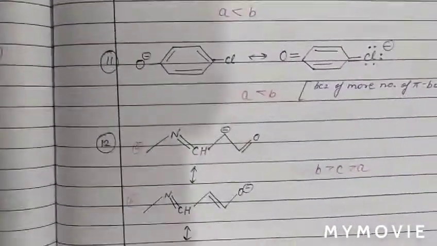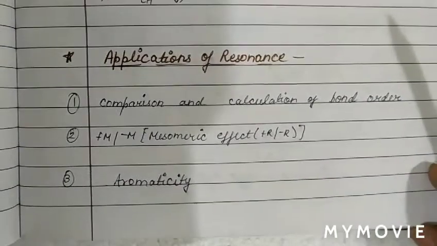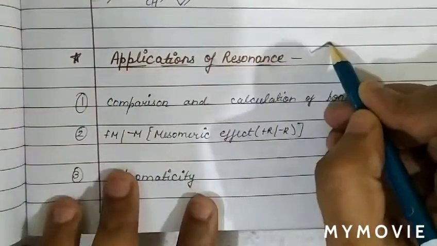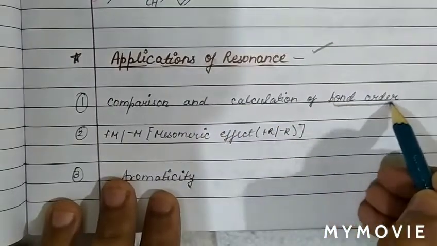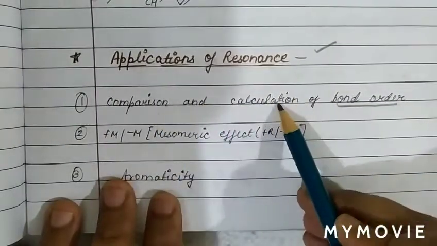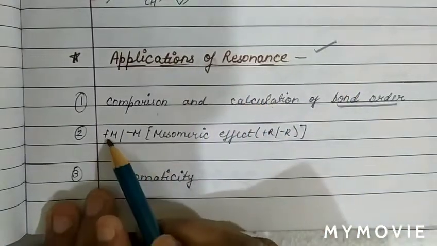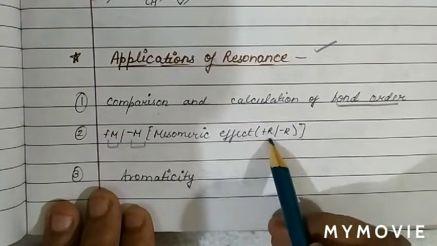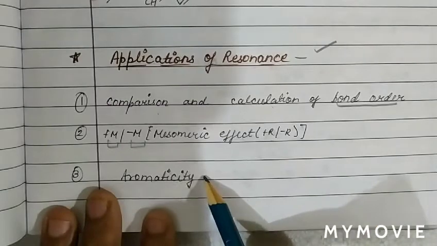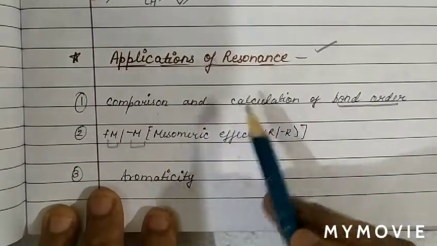Now we are doing the applications of resonance. See, what are the applications of resonance? Basically, the application of resonance is in the comparison and calculation of bond order. The comparison and calculation of bond order is possible by resonance, and also the plus M effect and minus M effect, which we call the mesomeric effect, also the plus or minus R effect, and also the aromaticity of a compound can be explained with the help of resonance. So these are the applications of resonance.